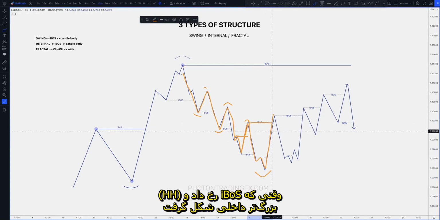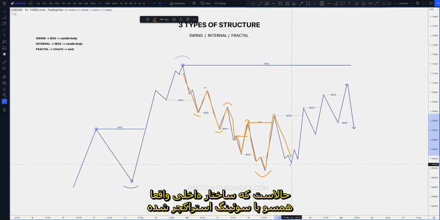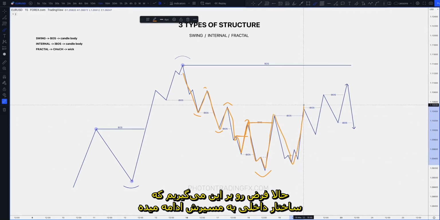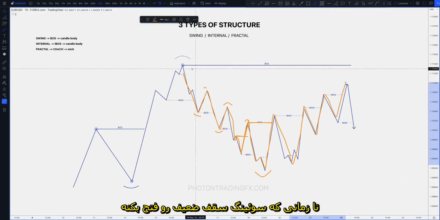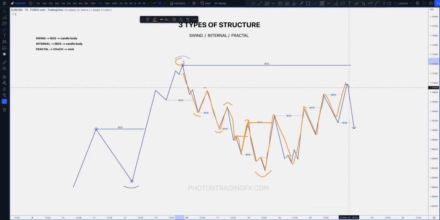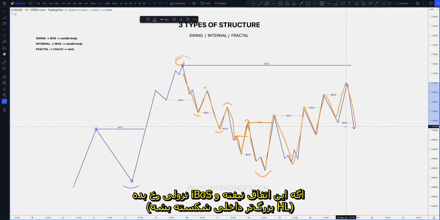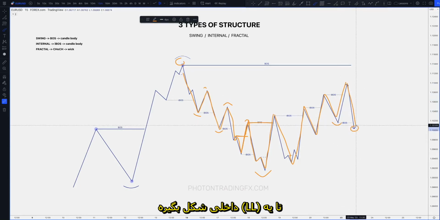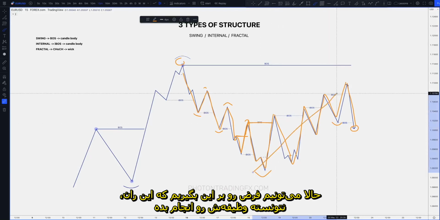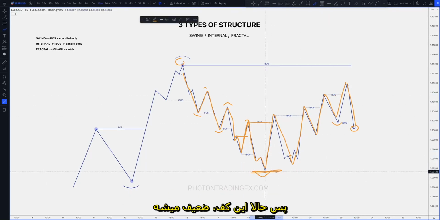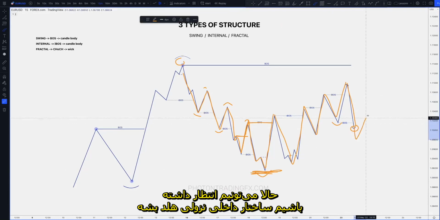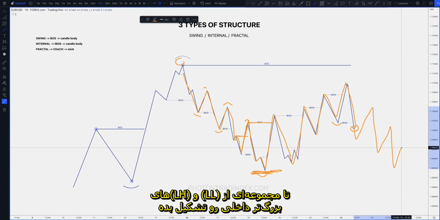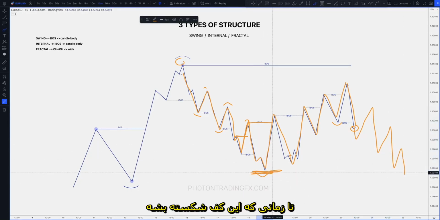Once we get that IBOS and we get that larger internal higher high, now the internal structure is truly aligned with the swing structure. And now we assume that that internal trend will continue until it takes out that weak swing high. If that doesn't happen, and then we get that bearish IBOS where we break the larger internal higher low to form an internal lower low, now we assume that that run failed to do its job. So now this low becomes weak, and we can now expect that bearish internal structure to hold, to make a series of larger internal lower lows and lower highs until this low breaks.